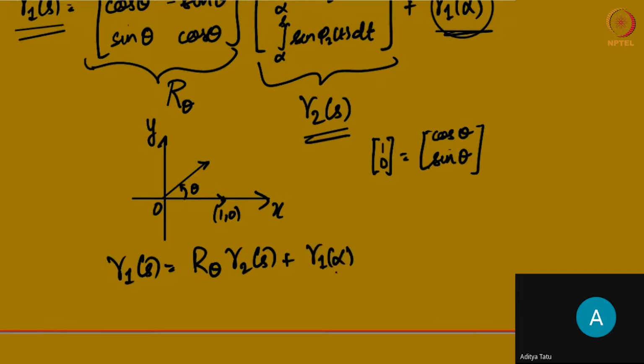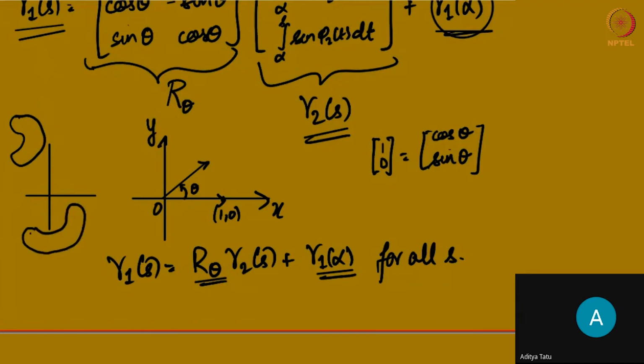So what does this mean? This relation is true for all values of s, right? And this constant does not change with s, this matrix remains the same. Which means that I can rotate gamma 2 and then shift the entire curve, and I'll get the curve gamma 1. Right? So if my gamma 2 is something like this, my gamma 1 could be something like this. Assume that I've drawn it properly.